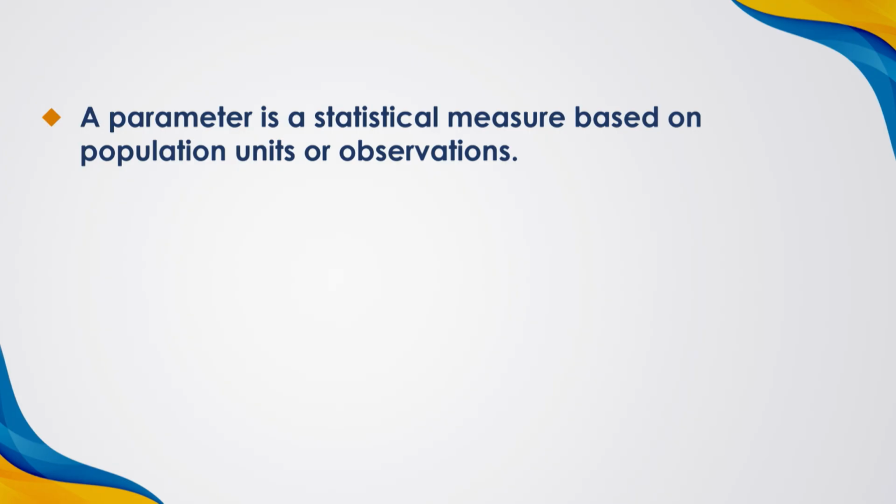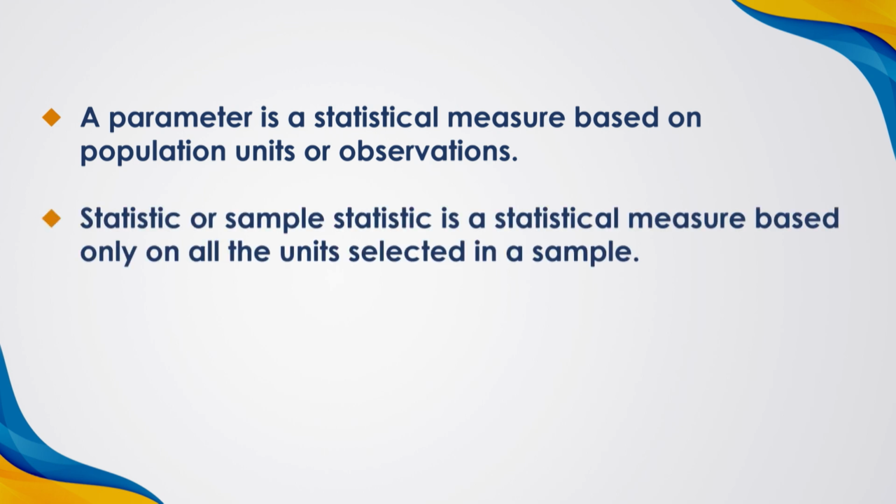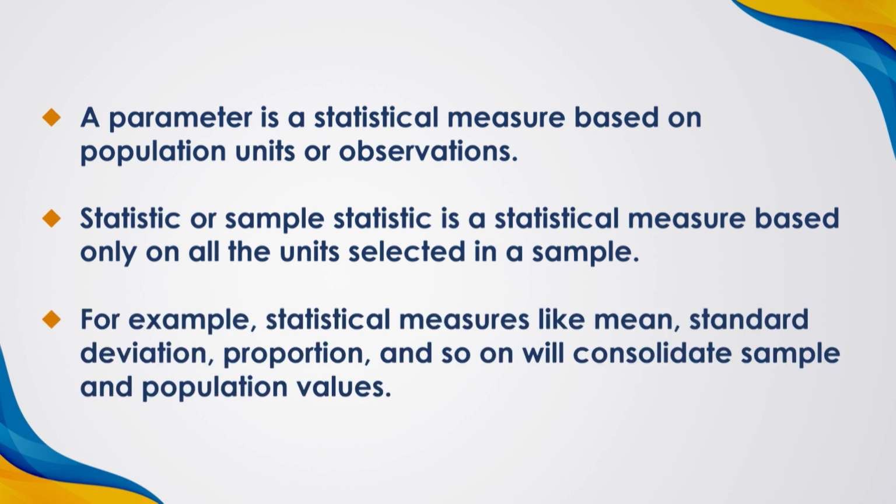A parameter is the statistical measure based on population units or observations. Similarly, a statistic or sample statistic is a statistical measure based only on the sample. Usually, when you are collecting a sample or when you have a population, you have to consolidate, that is, you need a single number that you call a statistical measure, that is mean, standard deviation, variance, proportion.